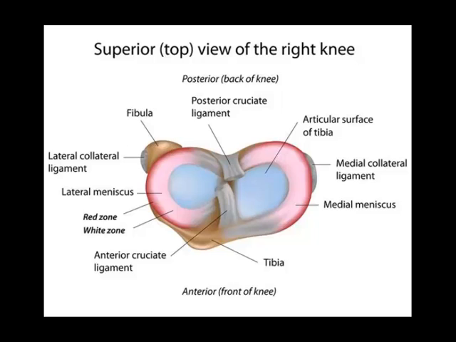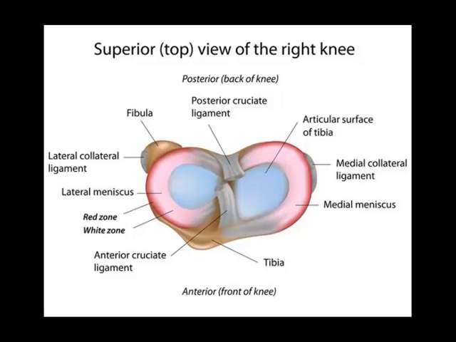The menisci of the knee are C-shaped pads of tough yet flexible fibrous connective tissue and basically function as shock absorbers to cushion the knee joint. The menisci are named by location and unique characteristics. We have the medial meniscus. It's located on the medial tibial plateau facing the lateral meniscus.